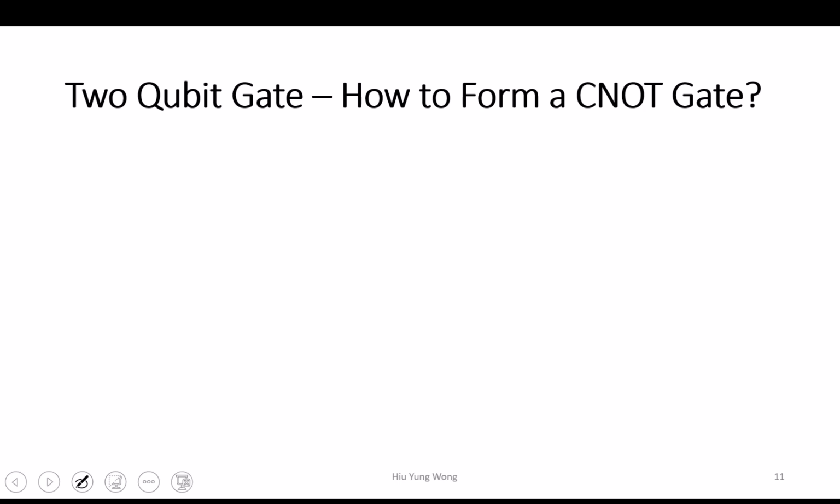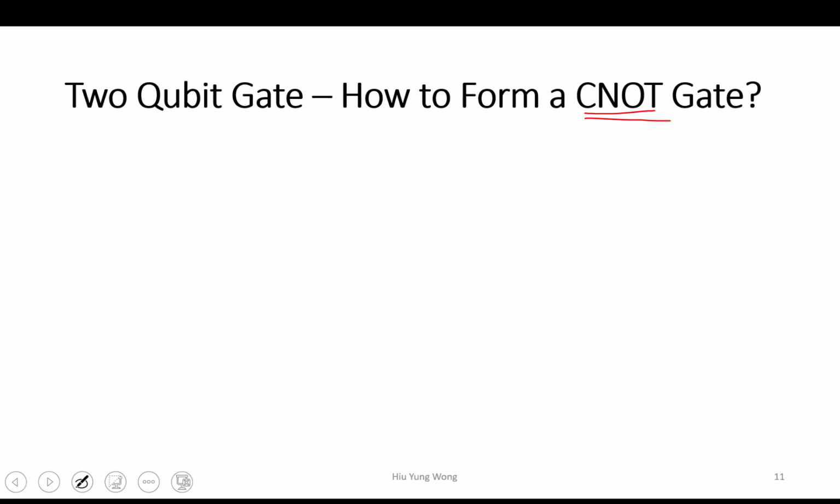How do we do entanglement, right? Our goal is to form the C-NOT gate, but you will see in many technologies, they don't form the C-NOT gate directly because the physics is not suitable to form the C-NOT gate. However, here I'm going to show you, for example, in this case, there are two steps to form the C-NOT gate. But before that, let's just review the circuit.